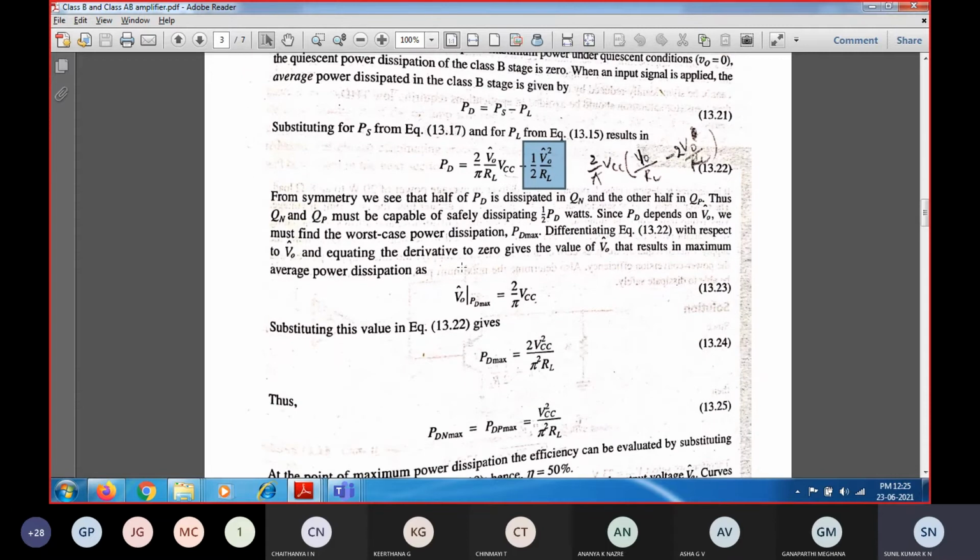We are going to differentiate that expression with respect to V0, and substitute that value equal to 0. Then you will be getting the worst case, that is the maximum power dissipation, for the output voltage equal to 2 by pi times VCC.